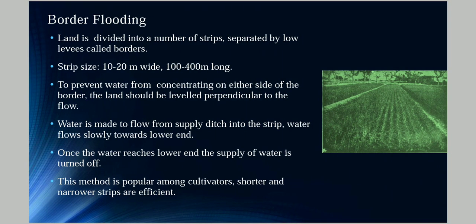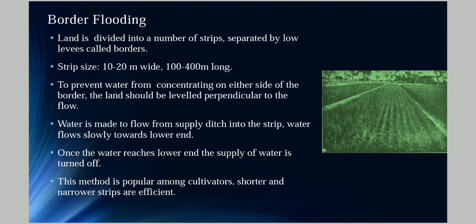Next is border flooding. In border flooding, we divide the land into a number of strips. These strips are separated by levees called borders. The strip size usually varies from 10 to 20 meters in width and 100 to 400 meters in length. To prevent the clogging of water on only one side of the strip, we level the land perpendicular to the direction of flow of water.